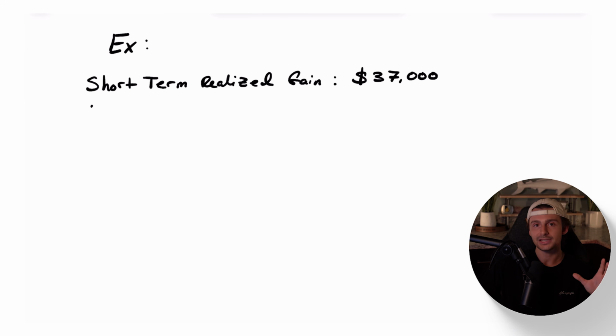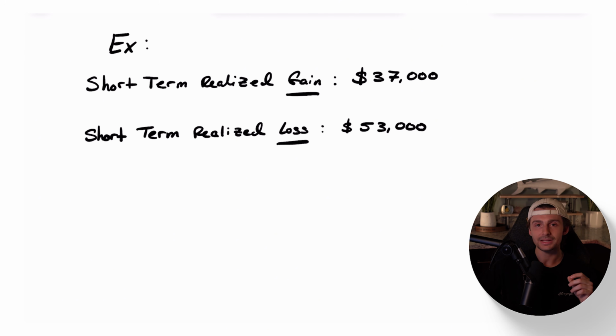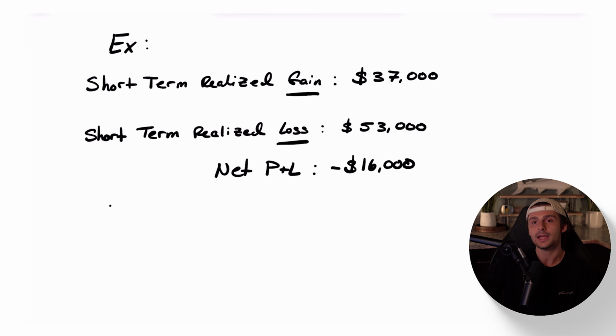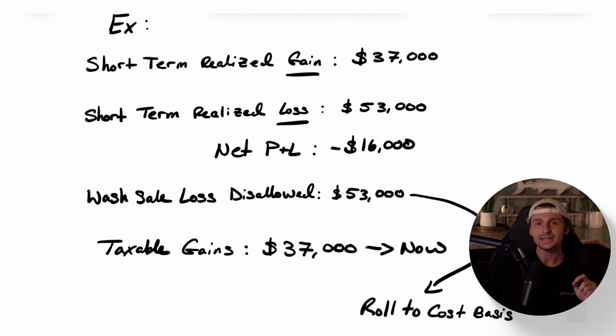So let's say that you had $37,000 in short-term realized gains and you had $53,000 in short-term realized losses. Your net P&L is going to be down $16,000 for the year. But what if every single loss happened within 30 days of each other? That means all that $53,000 is going to be classified as wash sale loss disallowed on your 1099-B.